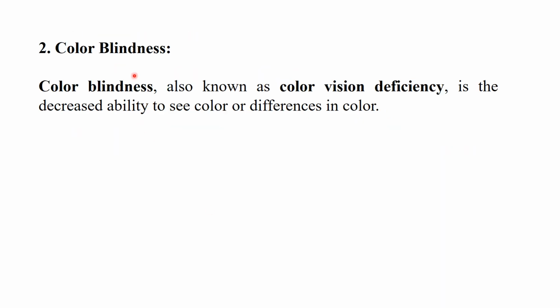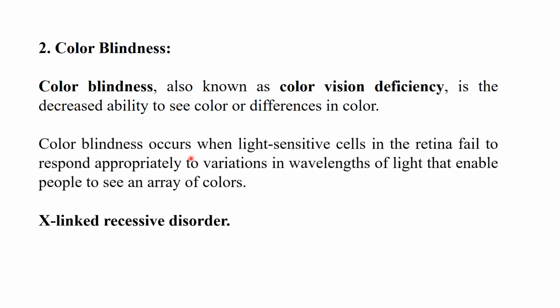Color blindness. Color blindness, also known as color vision deficiency, is the decreased ability to see color or differences in color. Color में differentiate करना मुश्किल होगा. That is called color blindness. Color blindness occurs when light-sensitive cells in the retina fail to respond appropriately to variations in wavelength of light that enable people to see an array of colors. जब color में differentiation नहीं हो सकता, the condition leads towards the color blindness.